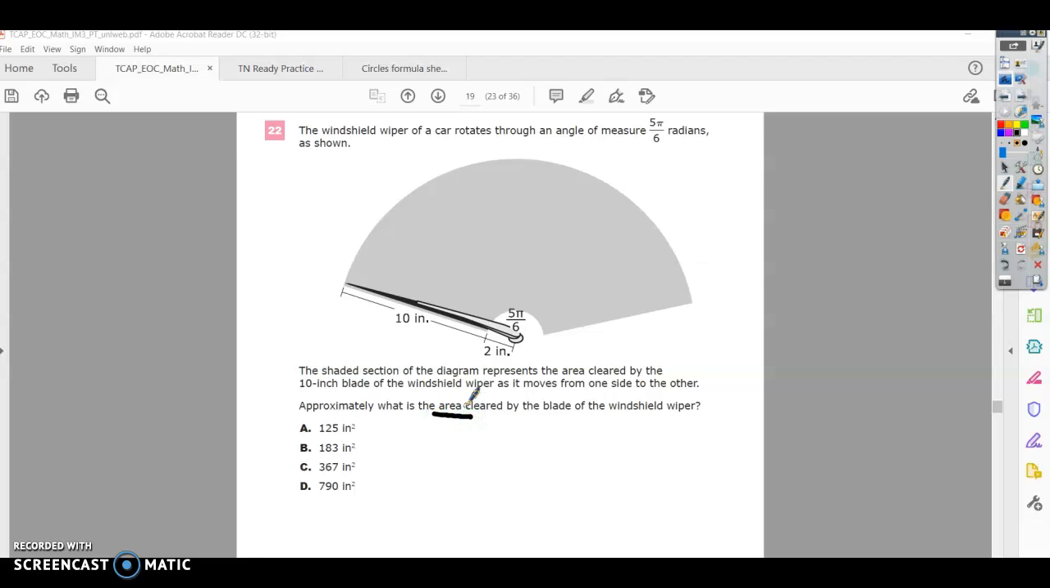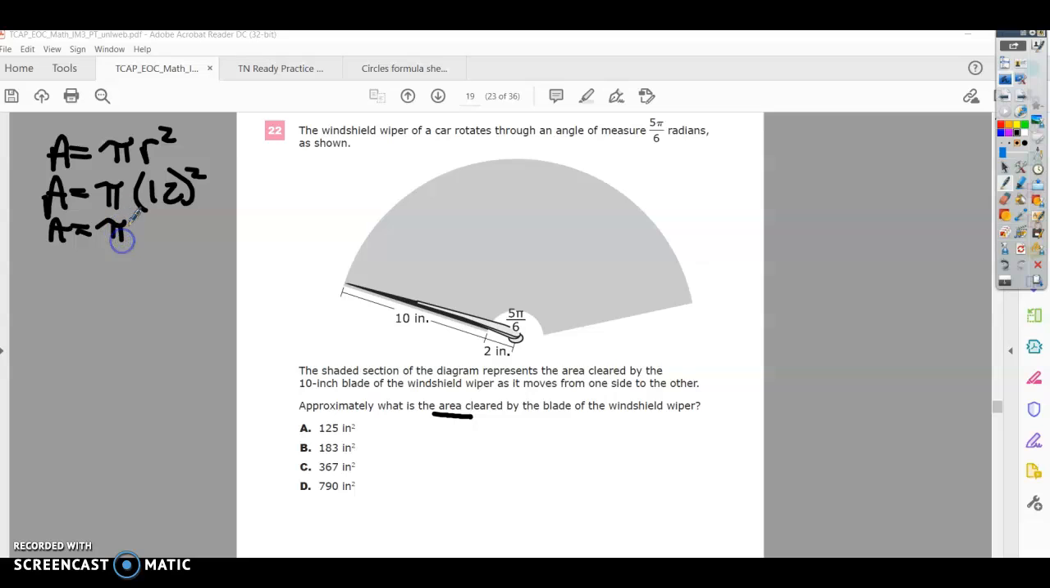So we know the area of a circle. If you can finish this all the way around, this would be a circle. So the area of the large circle, we're going to find first, which is pi r squared. The radius is 10 plus the 2 because the radius goes from the center to the edge of the circle. So we're going to say A equals pi times 12 squared.